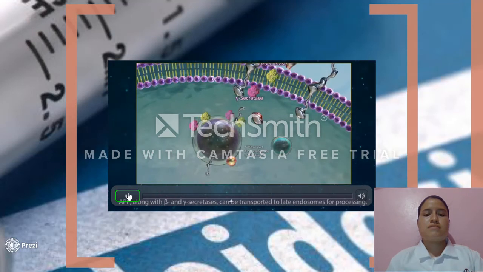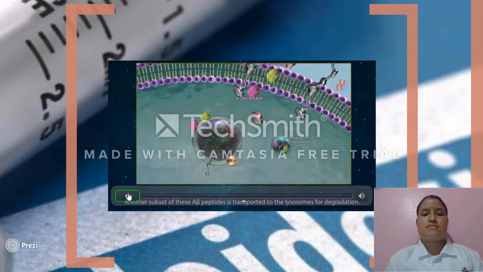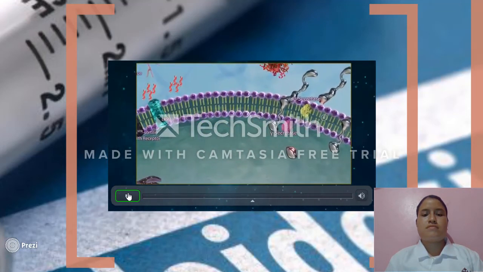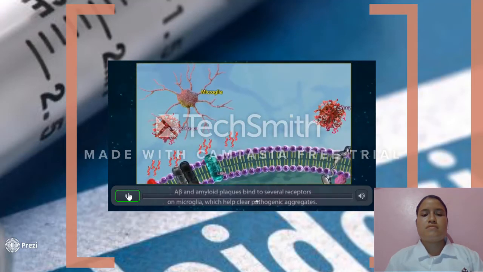APP, along with beta and gamma secretases, can be transported to late endosomes for processing. A subset of amyloid beta peptides are recycled back to the surface and released into the extracellular space. Another subset of these amyloid beta peptides is transported to the lysosomes for degradation. Amyloid beta and amyloid plaques bind to several receptors on microglia, which help clear pathogenic aggregates.